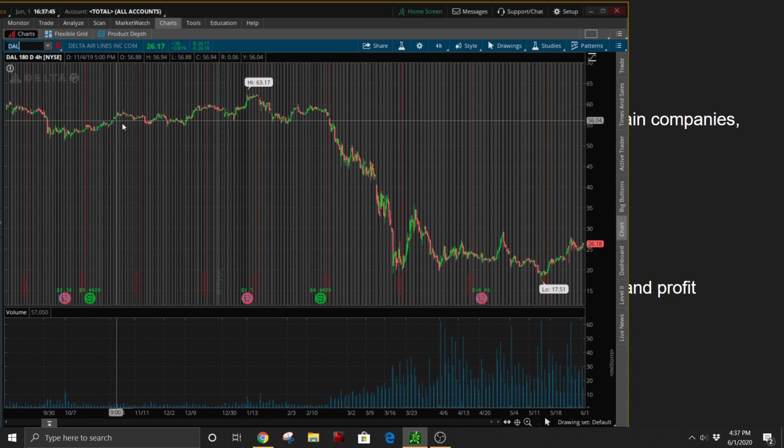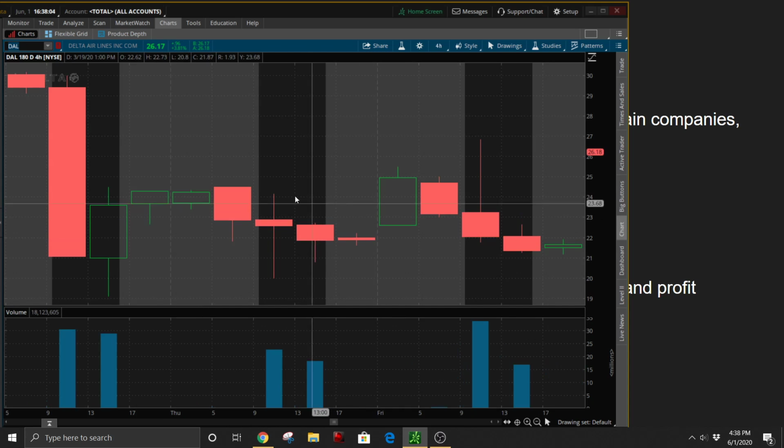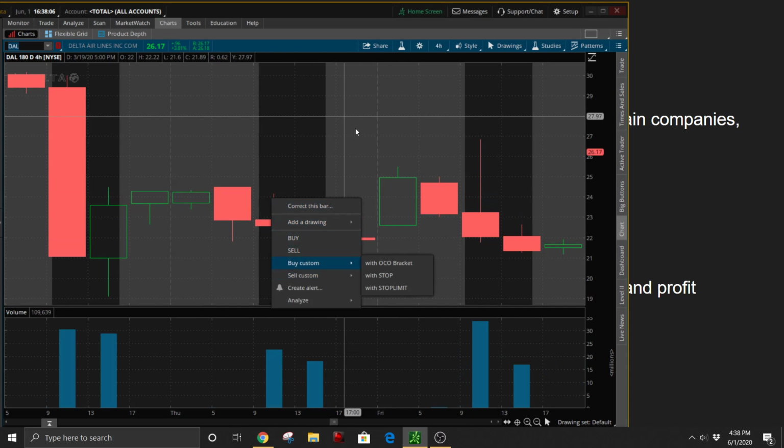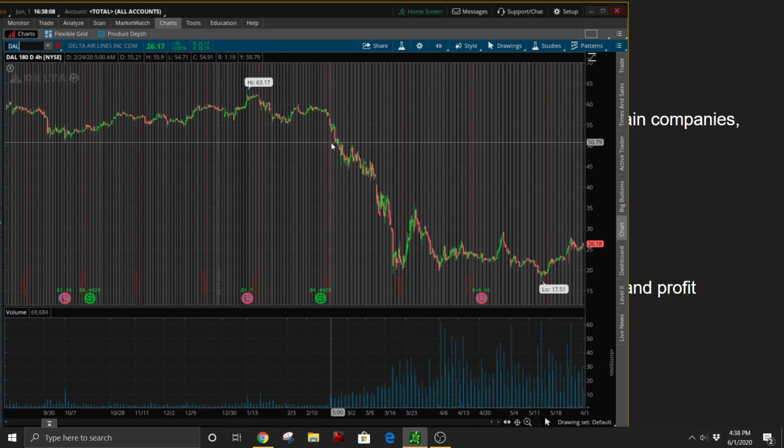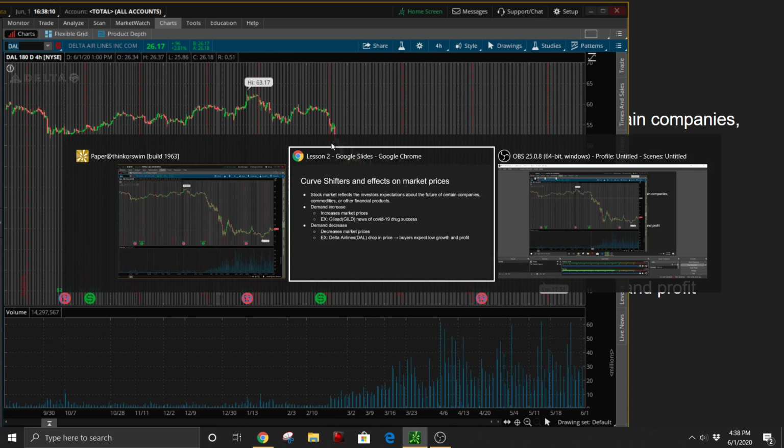$62. However, with the COVID-19 pandemic, around this time right here, we saw a huge sell-off, and that was mainly due to people who didn't really see the future in the profit or the growth of these airline companies because of the airline cancellations and such. So that decrease in price is basically represented by that leftward shift of the demand curve.